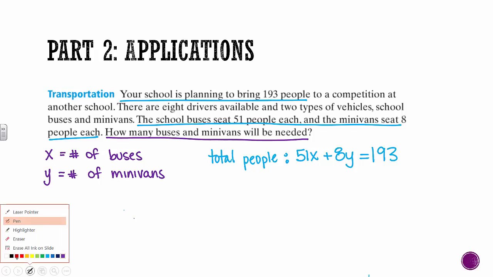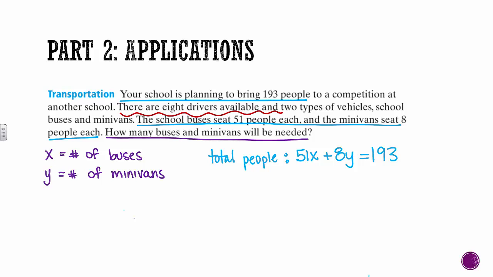And then the other thing that we have going on here is there's 8 drivers available. So there's 8 people that can drive either a bus or a minivan. So we have the number of buses, that takes 1 driver each, plus the number of minivans, again 1 driver, has to total 8 drivers.